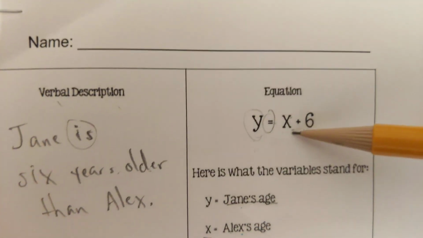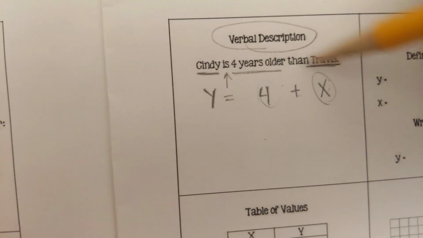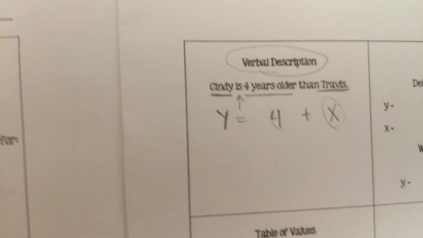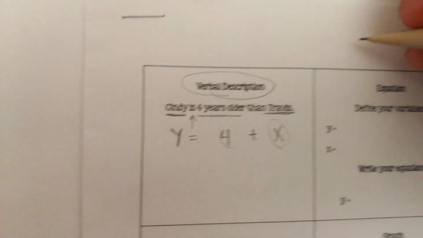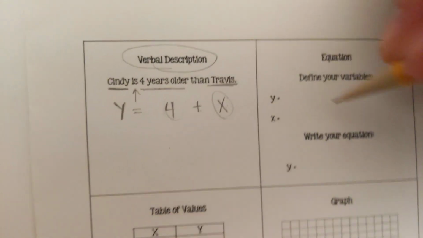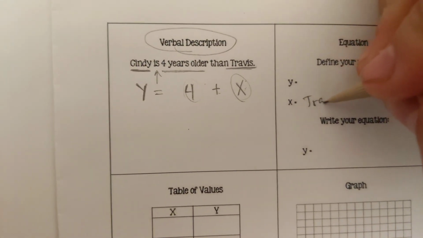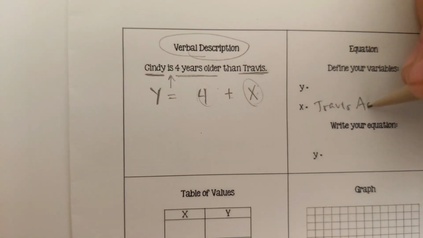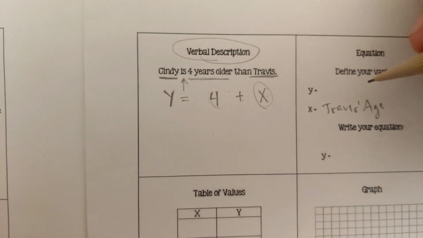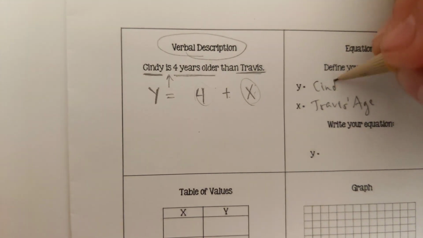Kind of like this one, they wrote the x first and then the 6. Here I wrote the 4 first and then the x, just because I used the way that the problem is written. But you can write it either way because of the commutative property. So the x, now we know, represents Travis's age. And we can write that down. And then Cindy's age would be y.